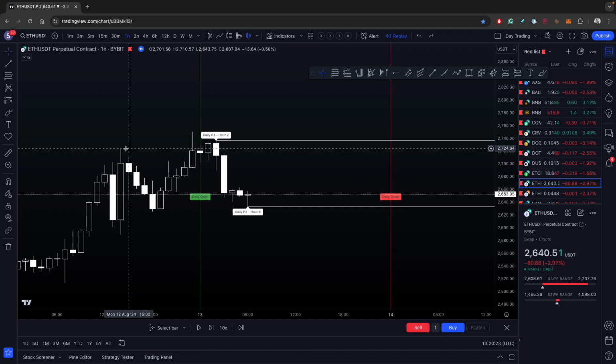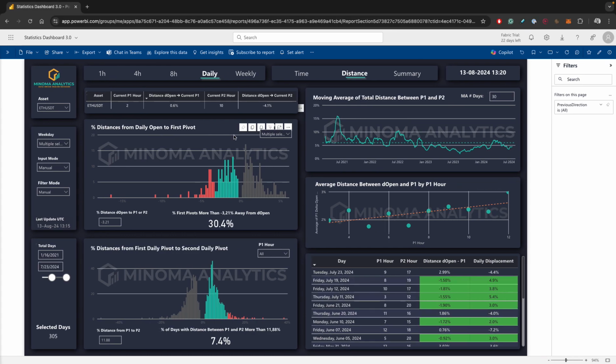So the closer you are to daily open in terms of time, right? The closer you are in terms of time, that also means that the P1 will be closer in terms of distance. So let's dive into that a little bit more by looking at this graph right here.